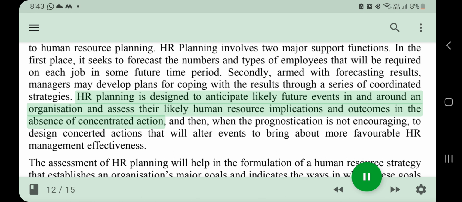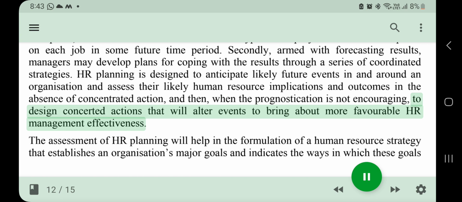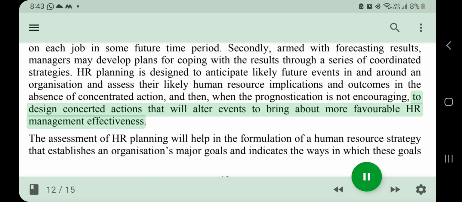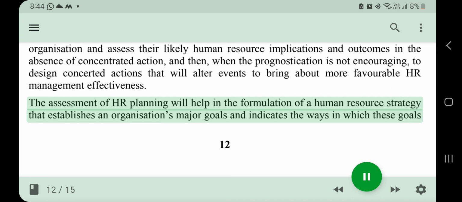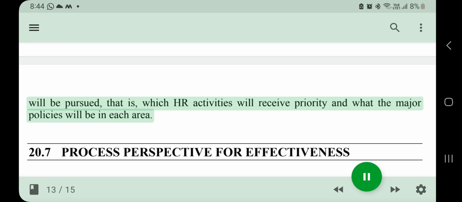HR planning is designed to anticipate likely future events in and around an organization and assess their likely human resource implications and outcomes in the absence of concentrated action, and then, when the prognostication is not encouraging, to design concerted actions that will alter events to bring about more favorable HR management effectiveness. The assessment of HR planning will help in the formulation of a human resource strategy that establishes an organization's major goals and indicates the ways in which these goals will be pursued, that is, which HR activities will receive priority and what the major policies will be in each area.